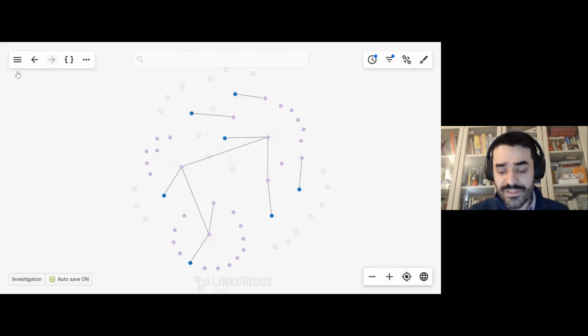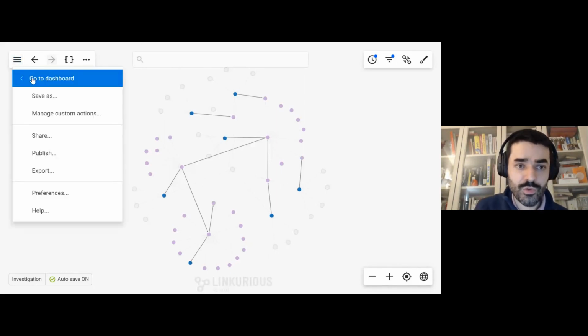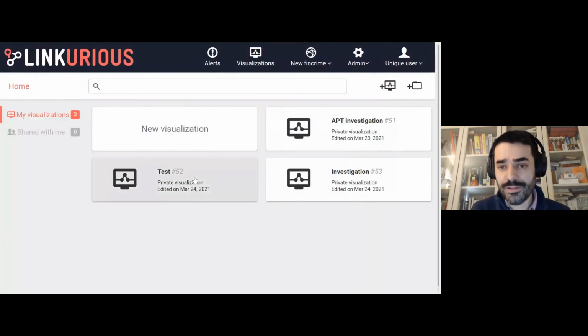So far, we have seen how to investigate an IP address that we know is suspicious. But what if we want to be more proactive and automatically surface the sort of suspicious connections among IP addresses or transactions that we just uncovered? That's where Linkurious Enterprise provides an alert system that can help do that type of thing. So I'm going to switch now to the dashboard of Linkurious Enterprise, where we see the different visualizations that we have stored, and I'm going to click on alerts.